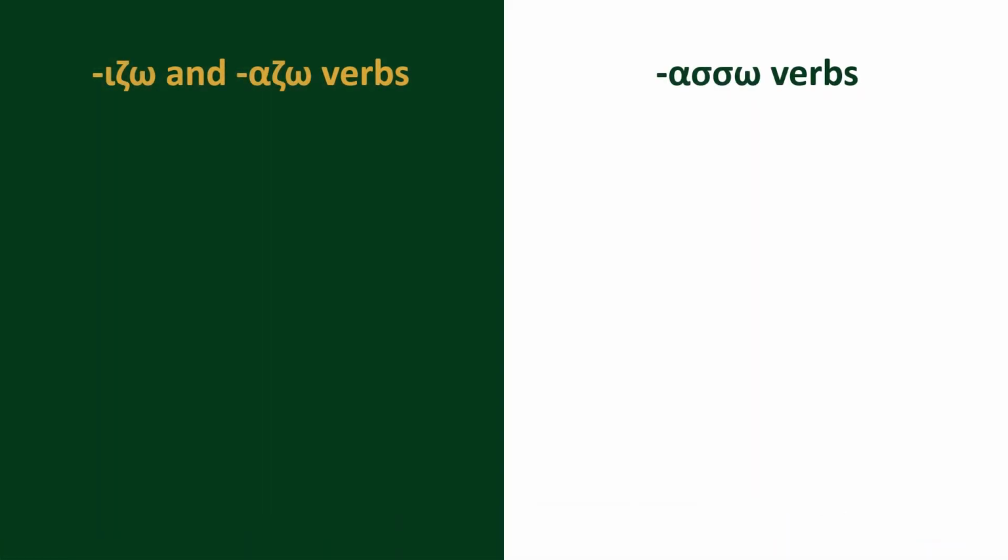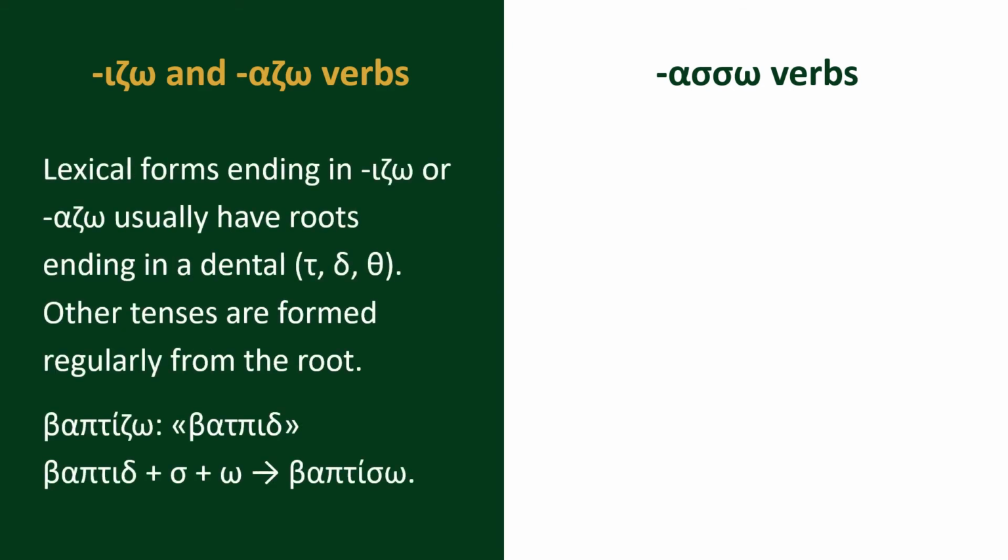The first group consists of stems ending in izo or azo in the lexicon. Lexical forms ending in either izo or azo usually have roots that end in a dental. Remember, dentals are tau, delta, or theta. Other tenses are formed regularly from the root, but the present tense is built on a modified root.